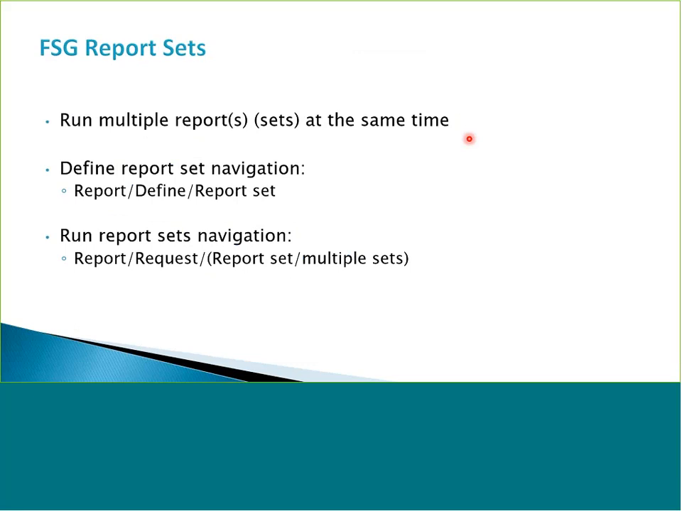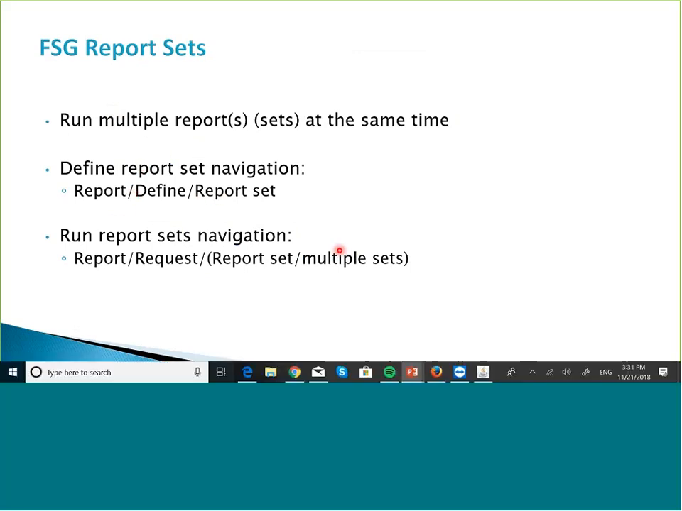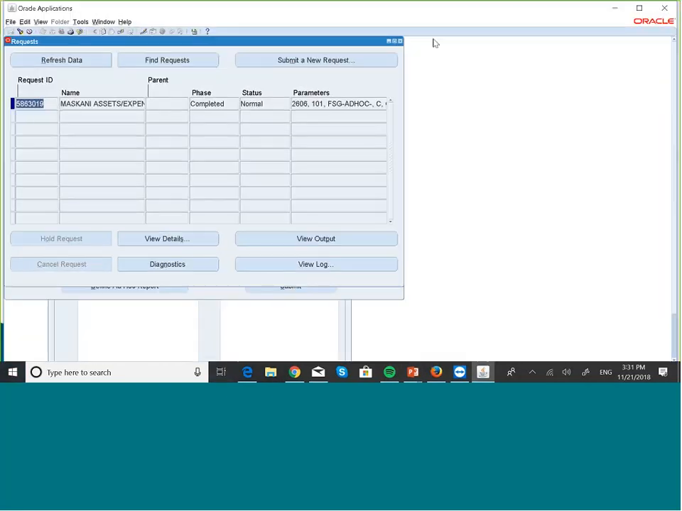So the next thing that I want us to look at is running report sets. We know how to run single reports, but we can also run multiple reports concurrently. We can have single report sets or multiple report sets. All right. This is the navigation to define a report set. So report, define, report set. Let's go to Oracle and see how to do that.